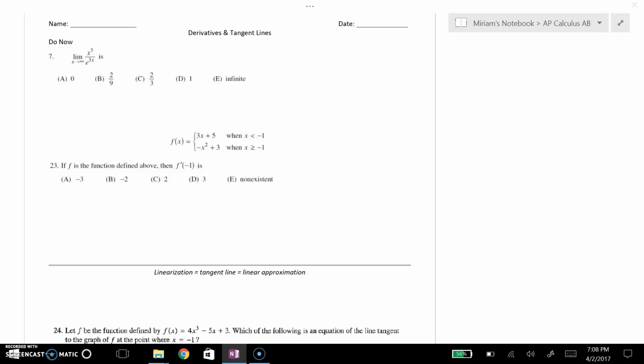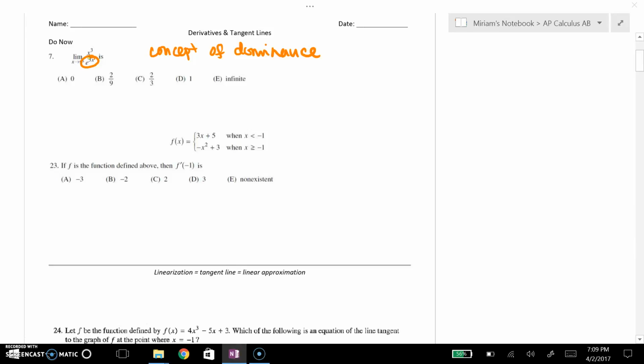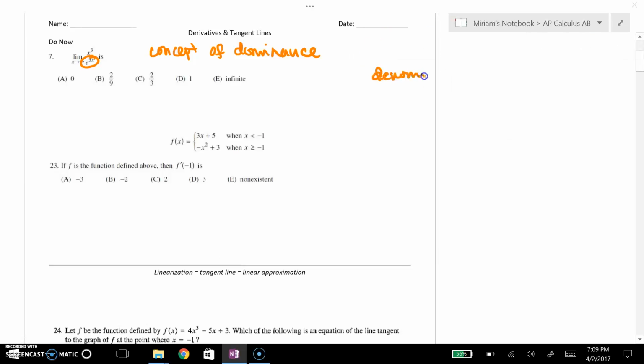Okay, the first one here, I'm just checking that you remember the concept of dominance. In this AP problem, they give you the limit as x approaches infinity of x to the third divided by e to the 3x. First thing you're going to think is, can I plug in infinity? No. Then your next best bet is deciding, is the numerator or denominator greater? We know that the exponential function is always greater than the polynomial function. So the denominator is greater. We're going to write that down. Denominator is greater.